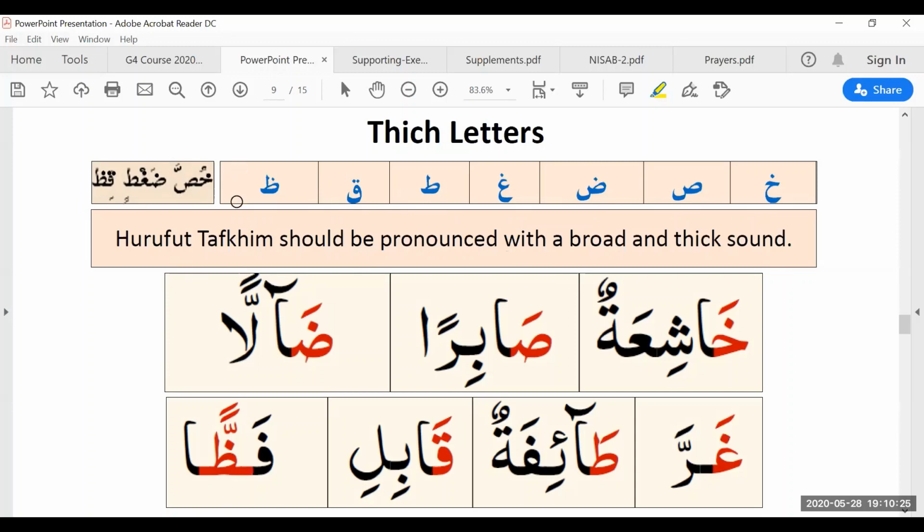We can also remember these 7 letters if we remember these 3 words. So this is qussa, daqtin, qiz. If you remember these 3 words, it's easy to recall the 7 huruf al-tafkhim.